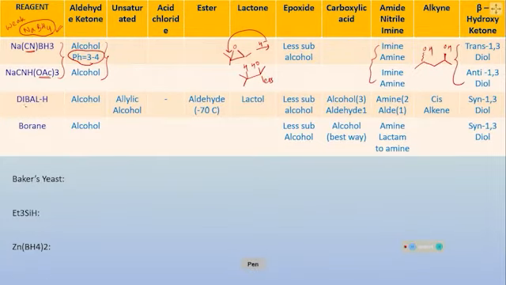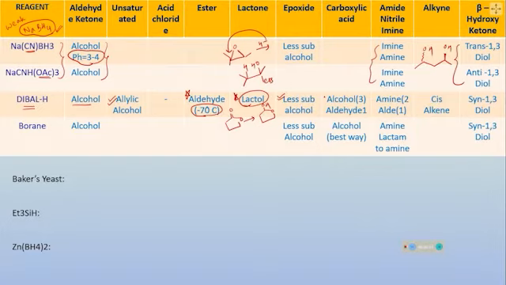DIBAL-H. This is another important hydride transfer reducing agent. This reduces aldehyde or ketone to alcohol. Alpha beta unsaturated carbonyl is reduced to allylic alcohol. Ester is reduced to aldehyde at minus 70 degrees Celsius. This is very important. Lactone is reduced to lactol. This is lactone. This on reaction with DIBAL-H is reduced to lactol. Epoxide is reduced to less substituted alcohol.